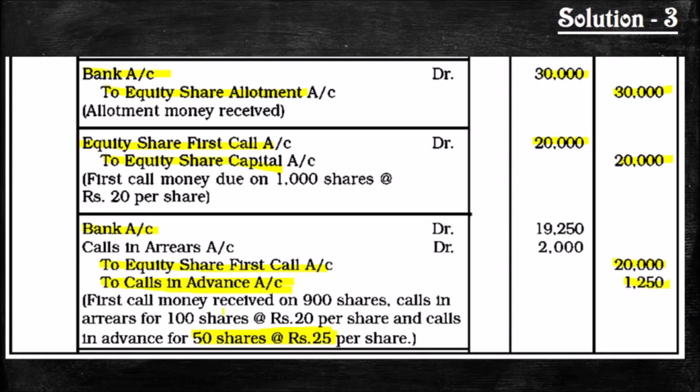And what is the arrear amount? 100 shares into 20. So we will write calls in arrear account, 20 into 100, 2,000. So 20,000 plus 1,250 is 21,250, minus 2,000, we will get 19,250, which is actually received in the bank.